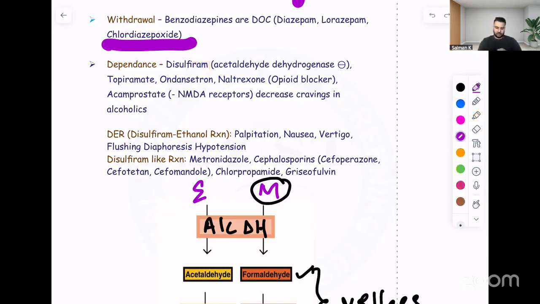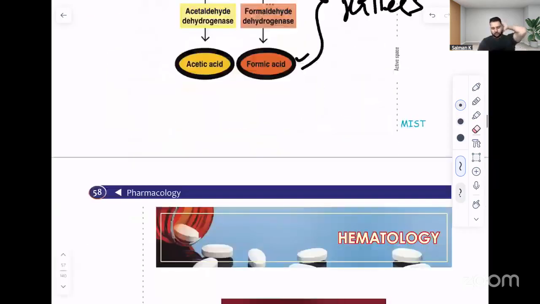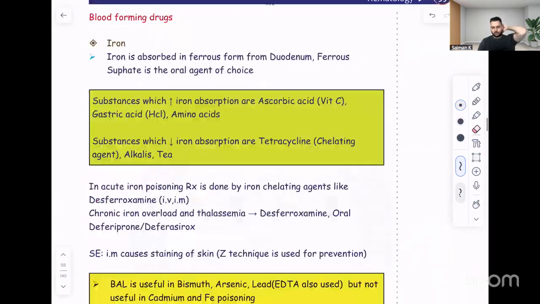Some drugs copy the same thing as disulfiram. It is called disulfiram-like reaction. Okay. So what are these drugs that do it? Metronidazole, cephalosporins. These are the antibiotics that do this. Okay. Now that we have said this, after this we can move to the next part called hemat.